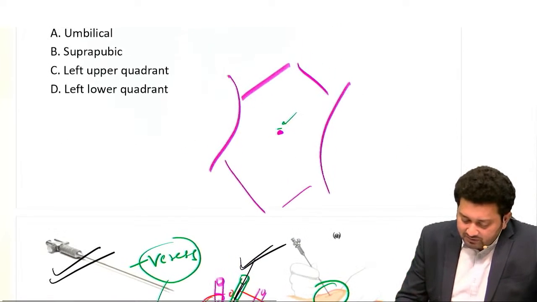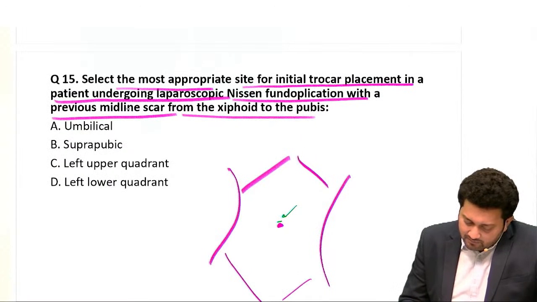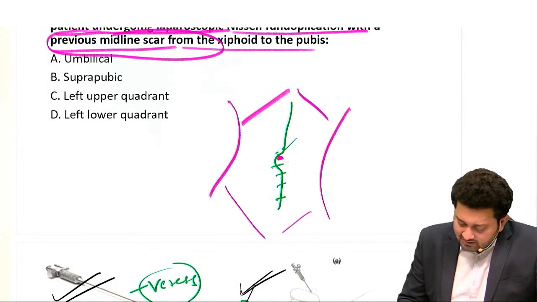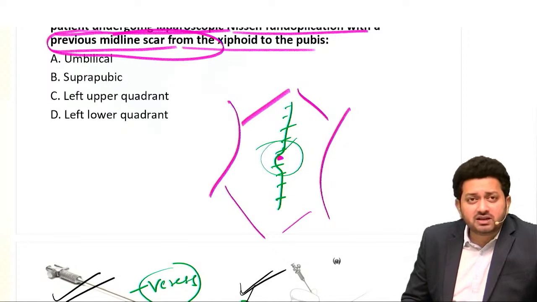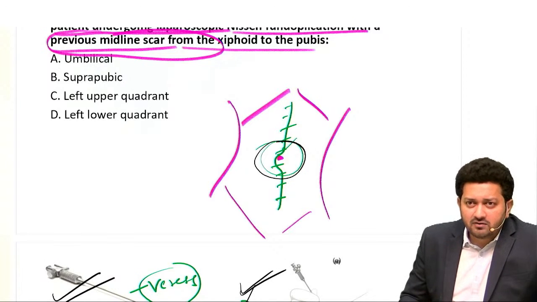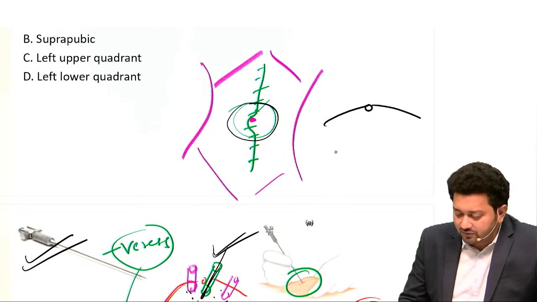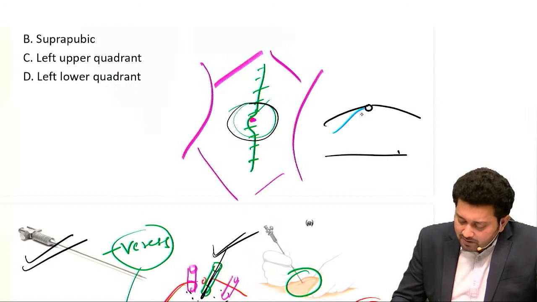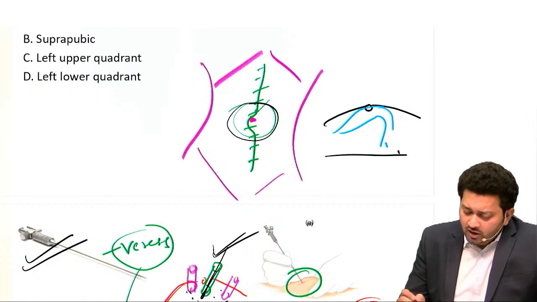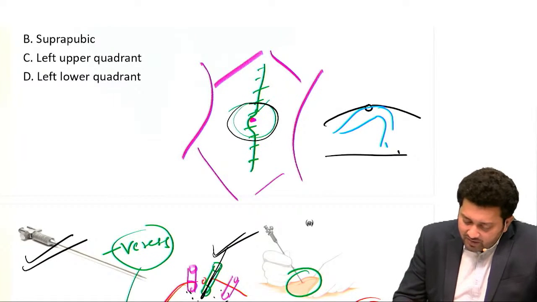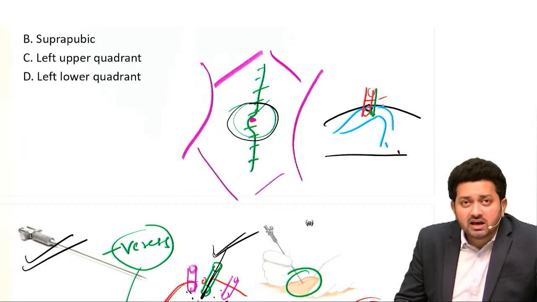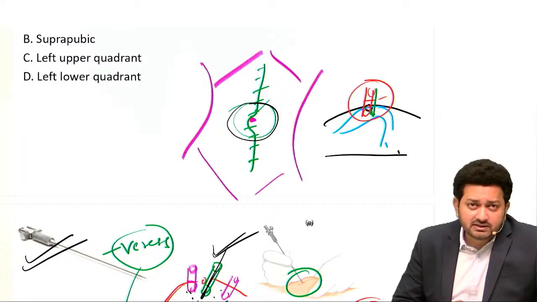Suppose the patient comes, what is the question? Previous midline scar. If there is a midline scar, it obviously means there was surgery done, and there are very high chances that some kind of adhesion is present in this area. Just imagine from inside, maybe intestine is adhered to this area, maybe omentum is adhered to this area. So if you try to put the Veress needle, or the first port, obviously in these two areas you are blind, so there are chances that you cause injury.